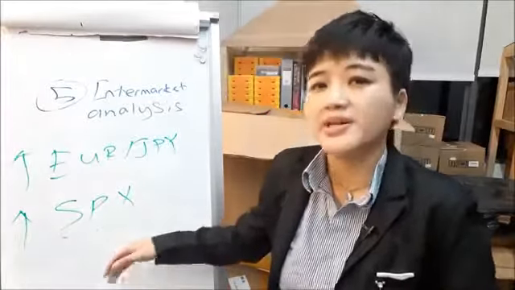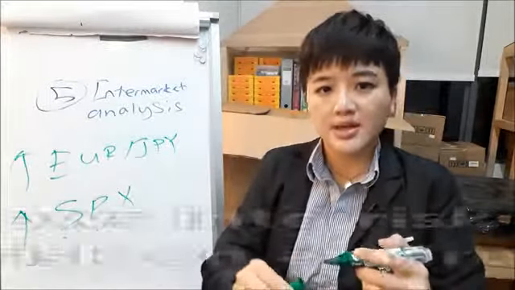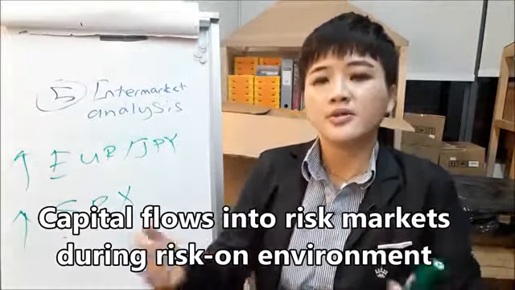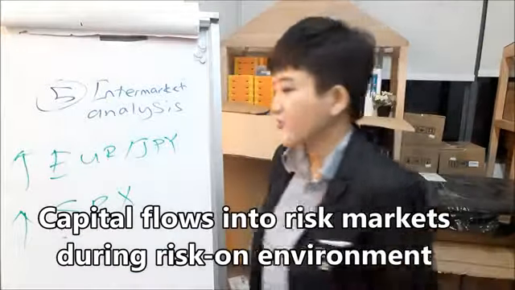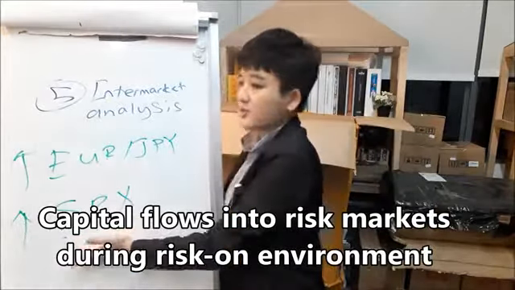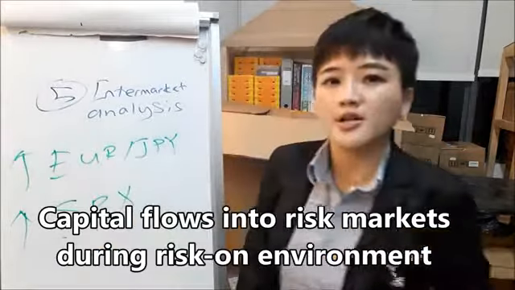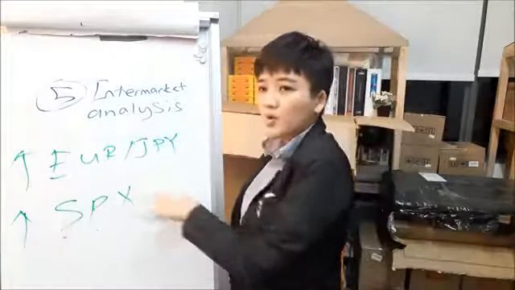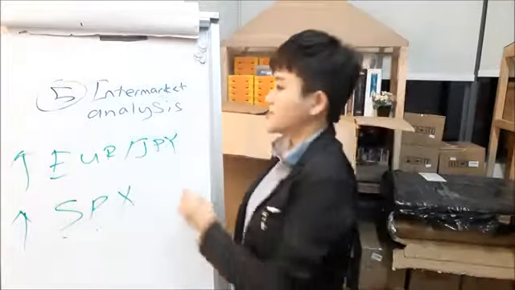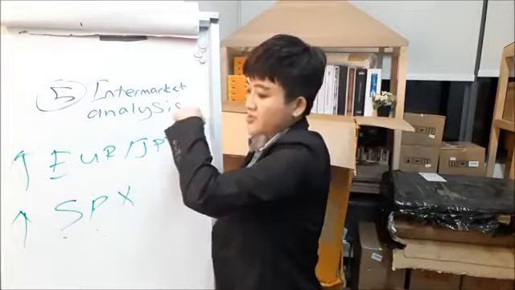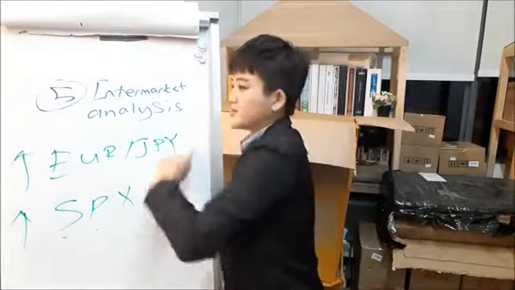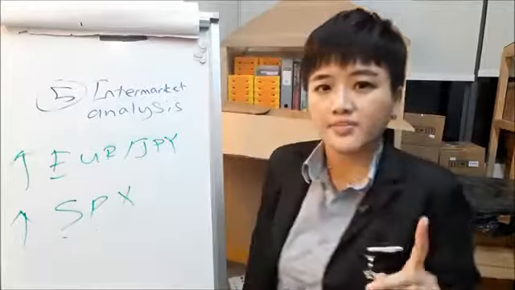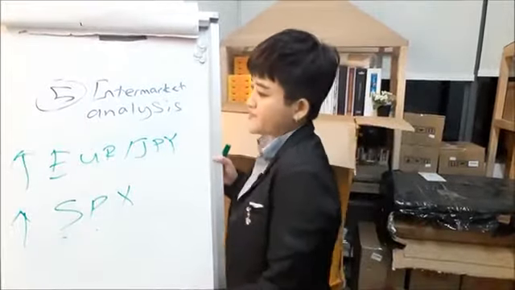Because as you already know, the stock market is considered a risk market, where during a risk on environment, capital is going to flow to the stock market and hence into Euro, dollar as well, and away from Yen. That is why capital outflow leads to Yen going down and hence the whole entire currency pair going up. Understand?